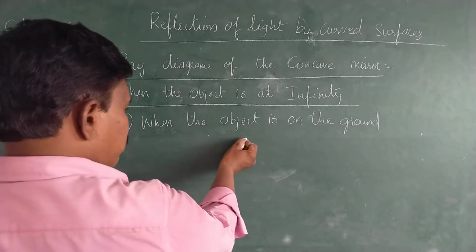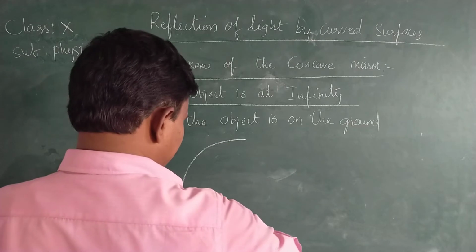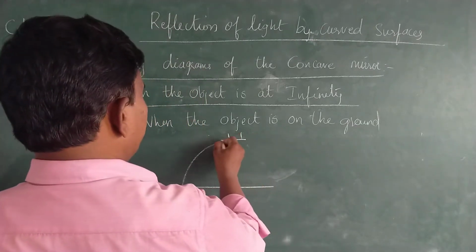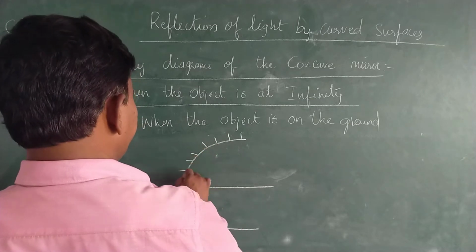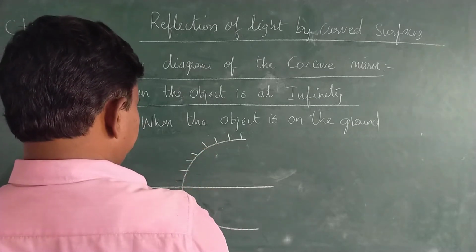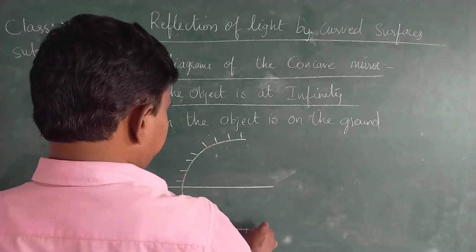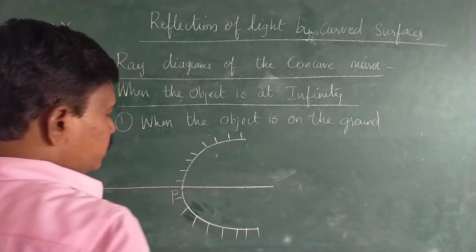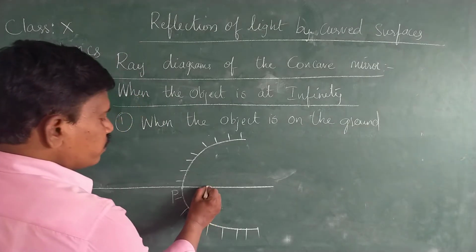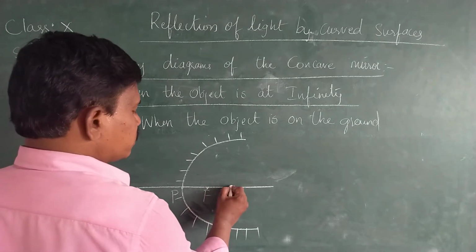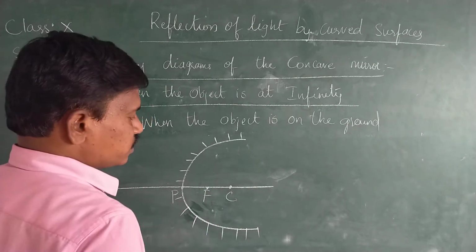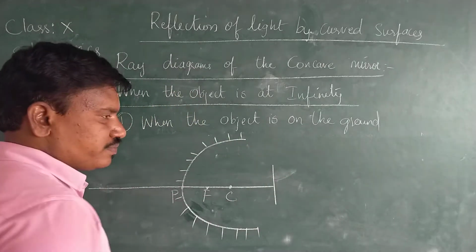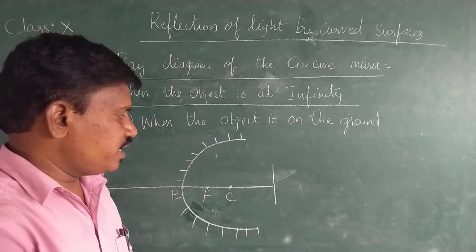I am drawing a figure for this one. Just see here, this is a concave mirror. Here is the pole, focal point, center of curvature. Object is placed at infinity. Object is placed at infinity on the ground.